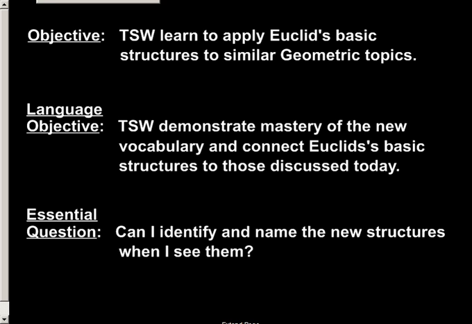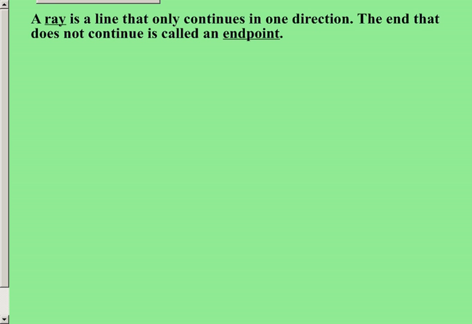Okay, so let's take a look. Okay, a new structure that doesn't exactly fit precisely into what Euclid had in mind is the idea of a ray. Now, a ray is a line that continues only in one direction. The end that does not continue is called an endpoint.